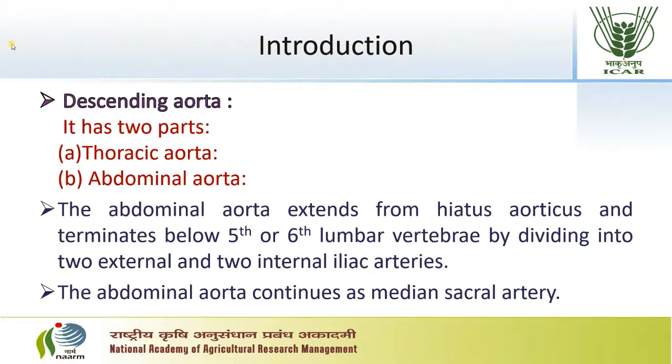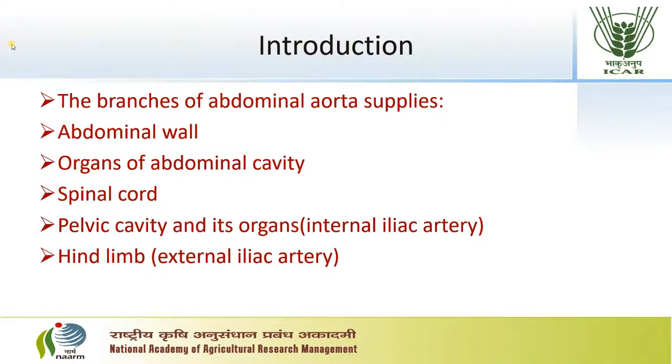The abdominal aorta extends from hiatus aorticus and terminates below fifth or sixth lumbar vertebrae by dividing into two external and two internal iliac arteries. These two external and internal iliac arteries are the terminal branches of abdominal aorta, and the abdominal aorta, after giving terminal branches, continues as a median sacral artery.